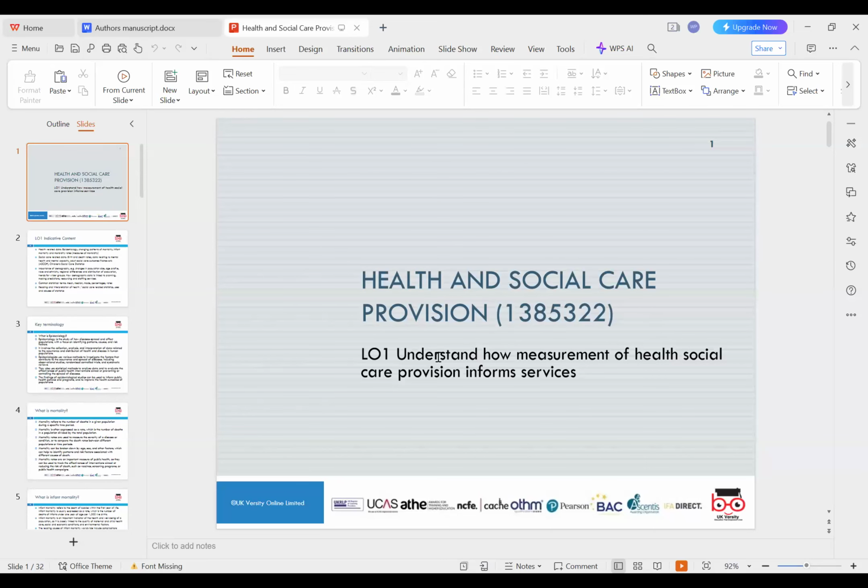So the first learning objective was to understand how measurement of health and social care provision informs.